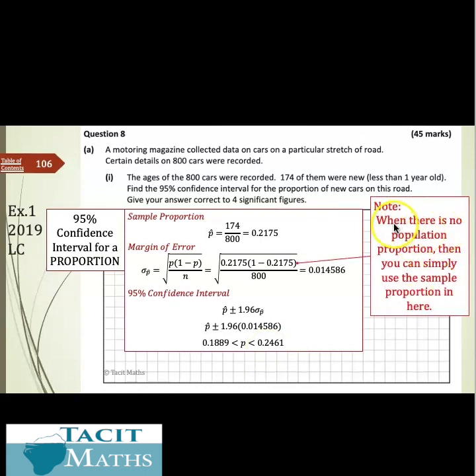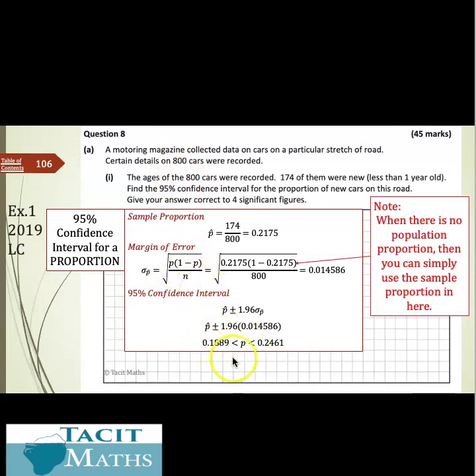And this is just something to keep in mind, right? This is the formula, and technically P stands for the population proportion. So all the cars in the country, say. This is a sample of 800 cars, but P technically stands for the proportion of the entire country. Now we don't have that. So that's just something to keep in mind. When you don't have that, it's perfectly okay to use the sample proportion instead. It doesn't actually matter which P, the sample proportion or the population proportion, you put in here.